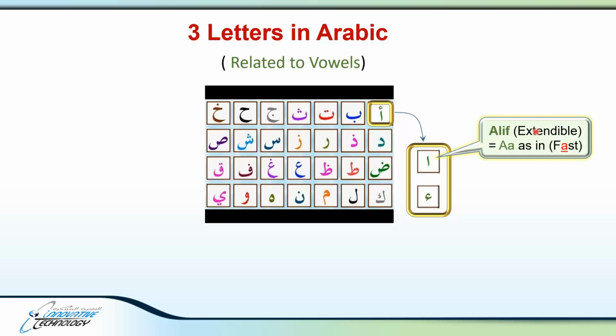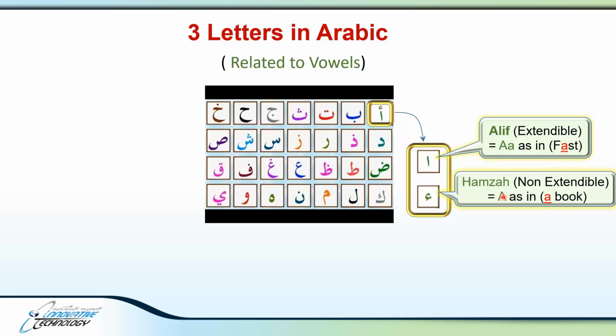The alif is extendable, as in fast, fast. But the hamza is non-extendable. It's like the a as in abuk, abuk. In the first a, in the alif, it's extendable, fast. In the second a, in hamza, it's not extendable, abuk, abuk.